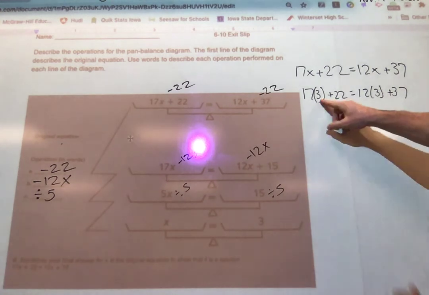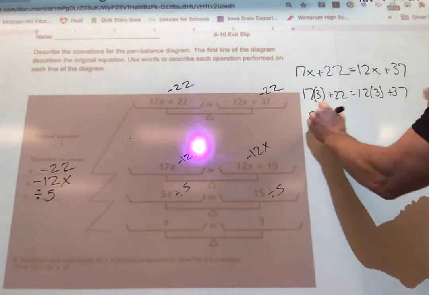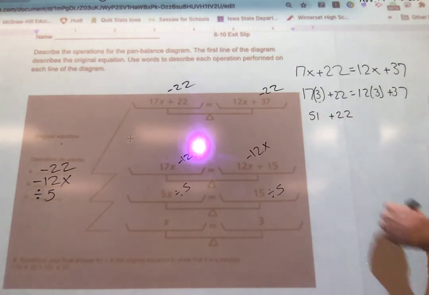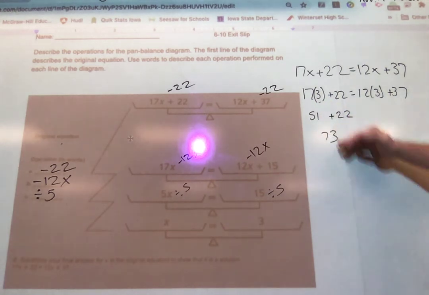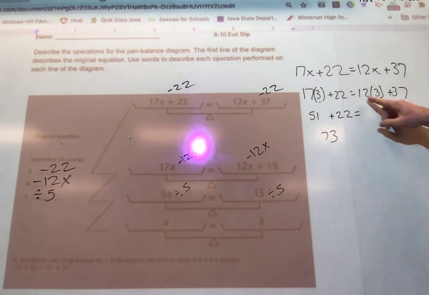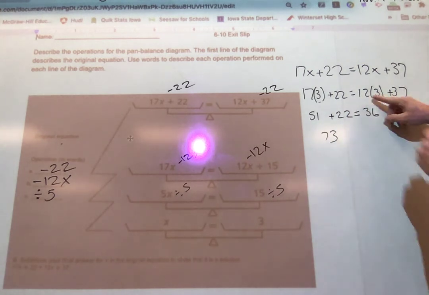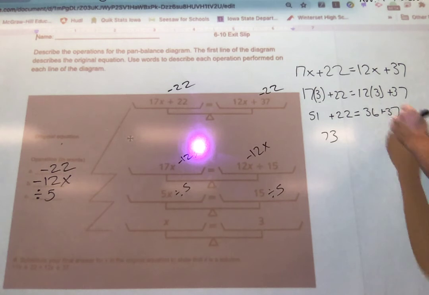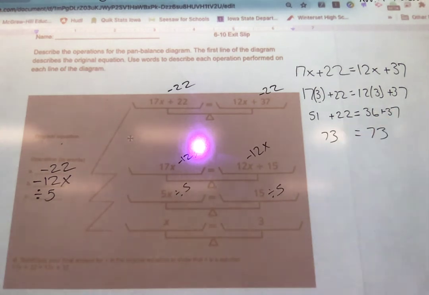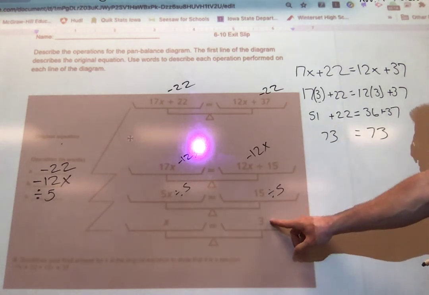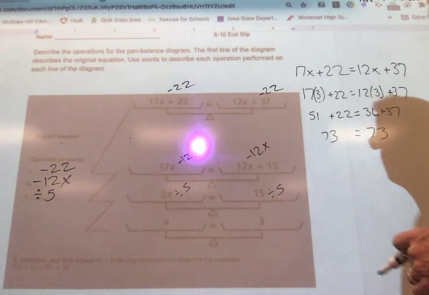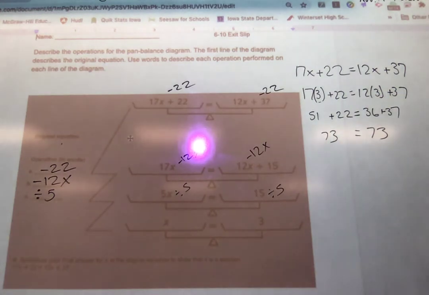Okay, so 17 times 3, if I do the work there, that's 51 plus 22, which comes up to 73. And on this side, 12 times 3 is 36 plus 37. If I add 36 plus 37, I also get 73. So I know that x has to be 3, and I did things correctly. In this situation, x equals 3, and I proved it by substituting in. So I found what my variable equals.